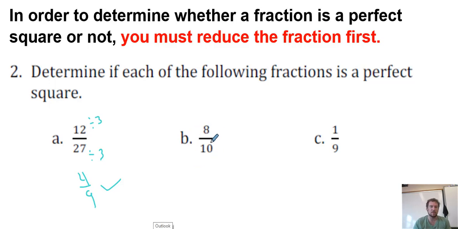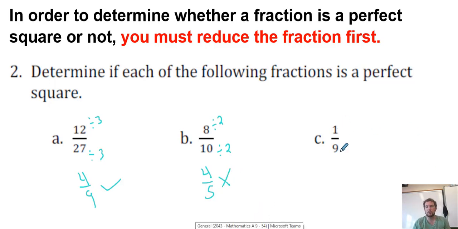We can look at 8 over 10, and same thing. Again, we have to reduce it. 8 and 10 can both be divided by 2, so that's where we need to start, and that's 4 over 5. Then we look at 4 and 5. Is 4 a perfect square? Yeah, 4 is a perfect square. Is 5 a perfect square? No, it is not. So this fraction is not a perfect square.